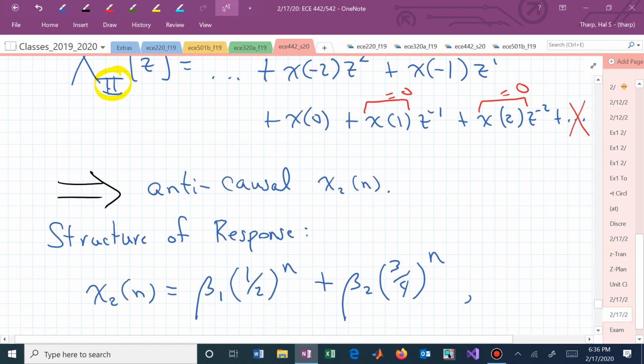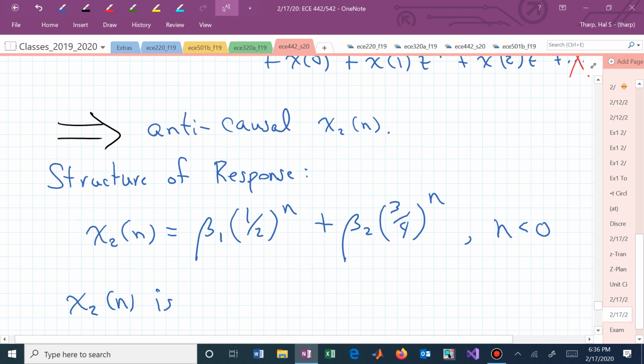The structure of our response is exactly the same. Coefficient scaling one of the modes to the n, plus another, different coefficient, times 3/4 to the n. But what do we know now? We now know when this is defined. We know the values of n when this is true. It's when it's anti-causal, or when n is less than 0.